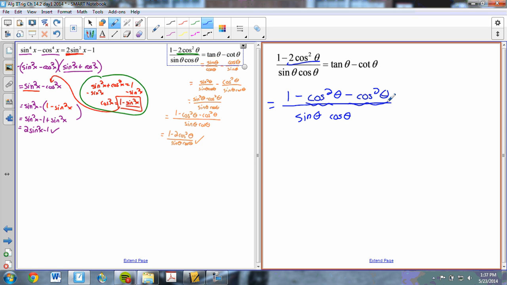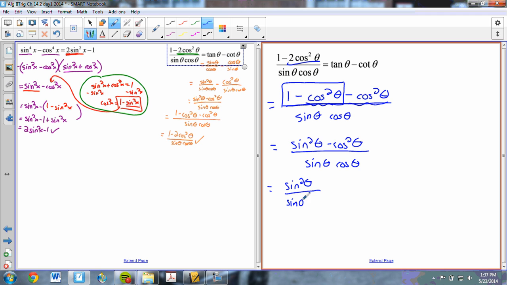Well, 1 minus cosine squared right here, this is sine squared. This is the same as this. And then the sines cancel on top, so this is tangent. And the cosines cancel top and bottom, so that one's cotangent. And that's what I wanted.